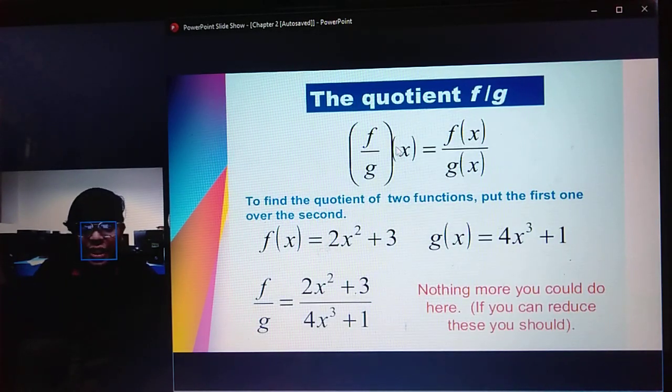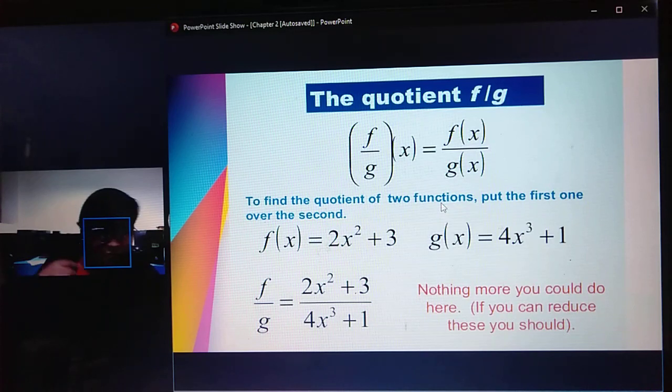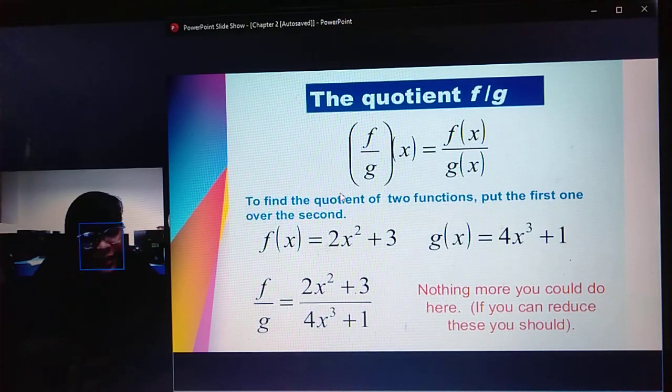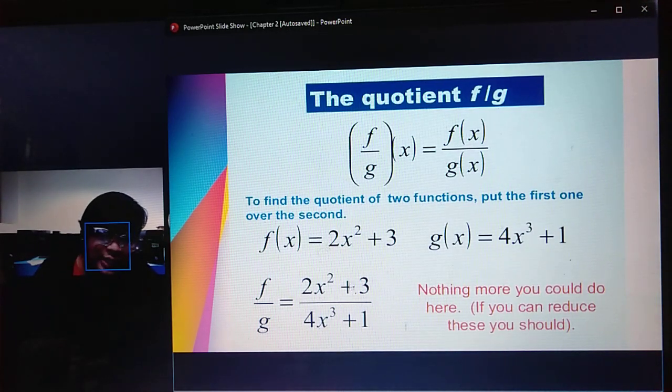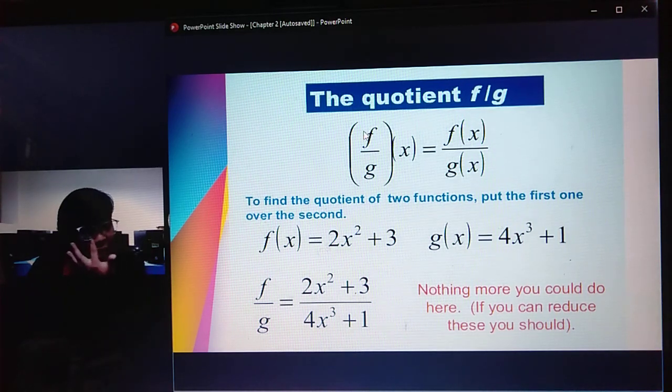Next we have the division. The division is (f over g)(x), or f(x) divided by g(x). Maybe this is the easiest. Why? Titignan mo lang dito kung pwede siyang i-reduce. Reduce lang ang gagawin dito. Kung hindi pwedeng i-reduce yung given, then that's the answer. As you can see here, our f(x) is 2x squared plus 3, and our g(x) is 4x cubed plus 1. So divide natin. F will be our numerator and g is the denominator.